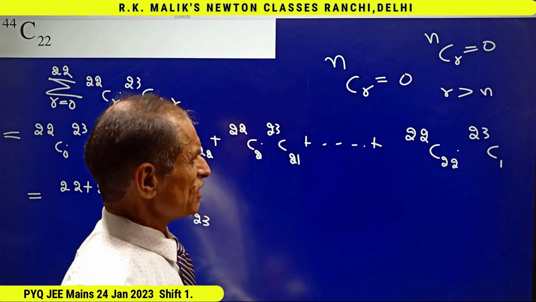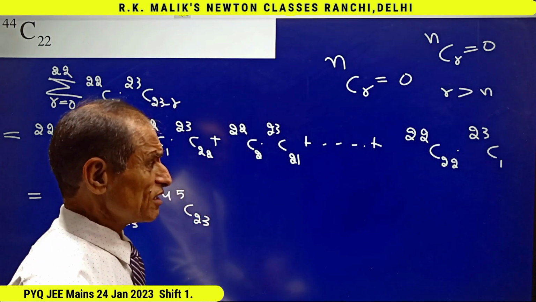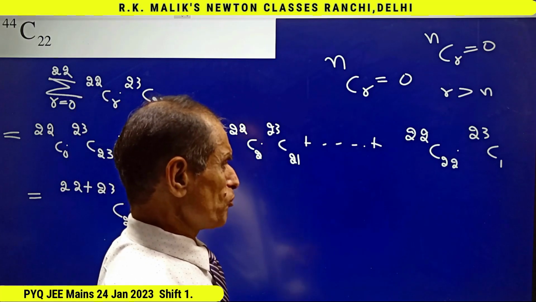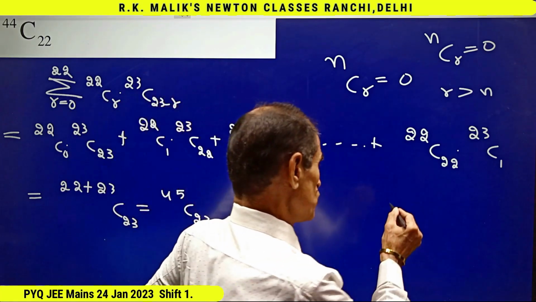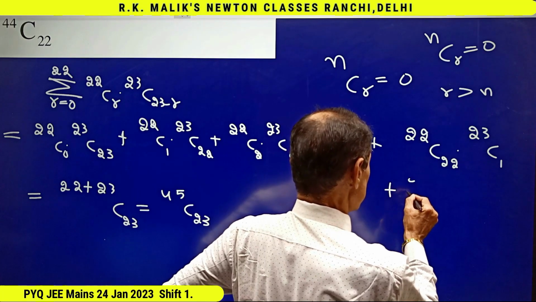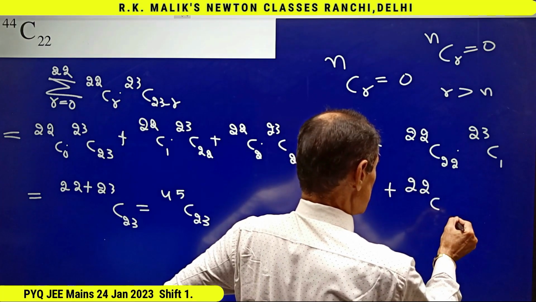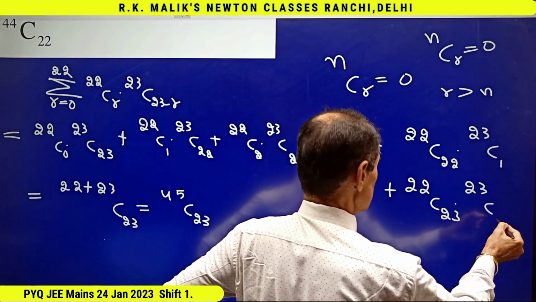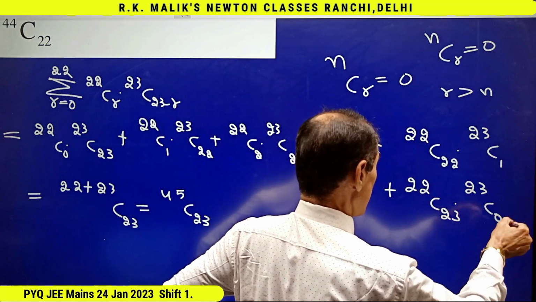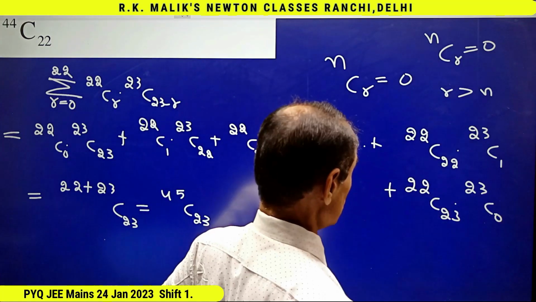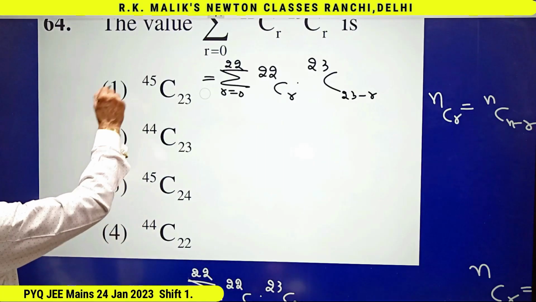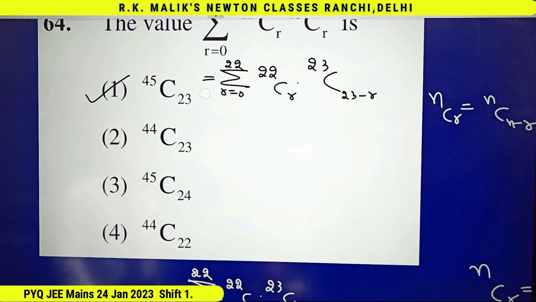Hence, if you think that the question is not in formula form, to bring it in formula form, you can add the terms 22C23 and 23C0, as the value of this is 0. Hence from this result I can say the first choice is the correct choice.